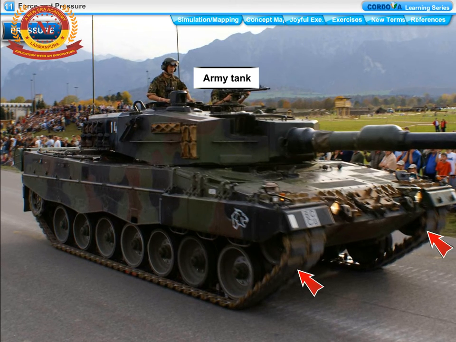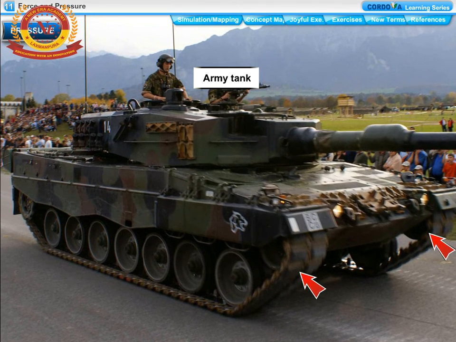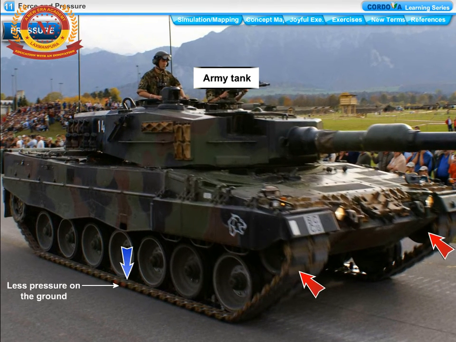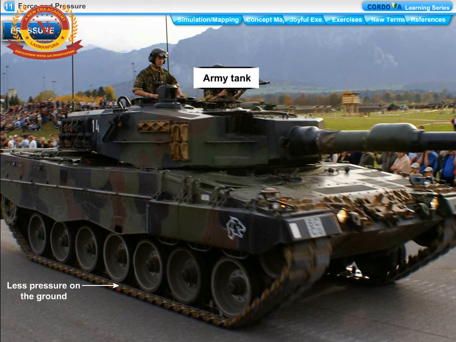A wide steel belt is provided over the wheels of army tanks so that they exert less pressure on the ground and do not sink into it.